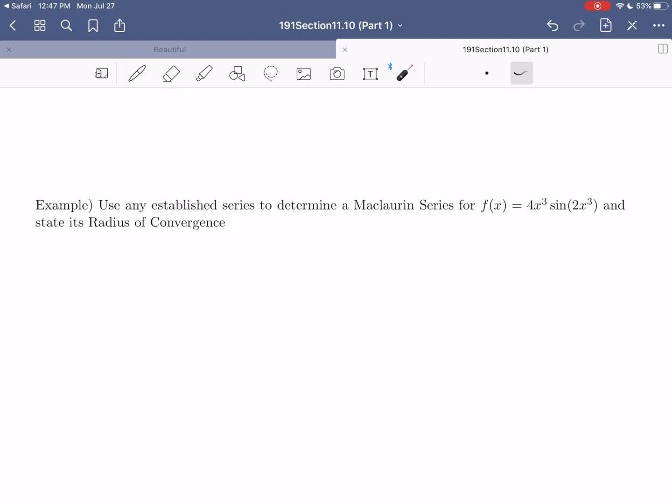So let's start by looking at this component here. Obviously, this is just multiplication by a polynomial, so we can deal with that at the end. So we can say sine 2x cubed is equal to, well, if we let z equal 2x cubed, then we could get this to be sine of z.